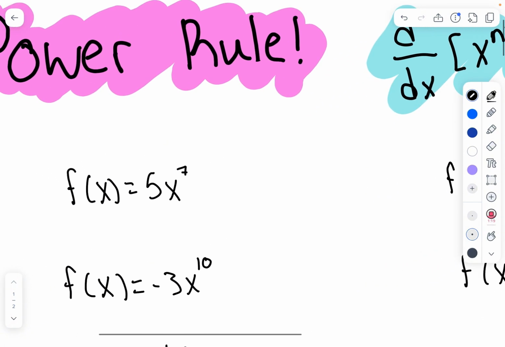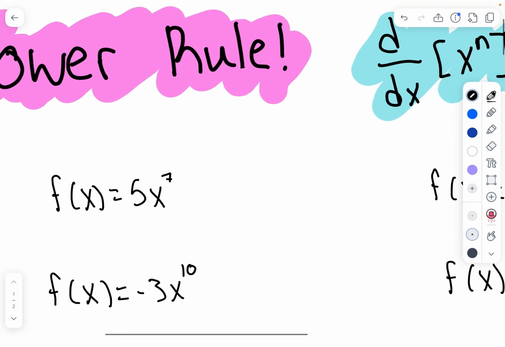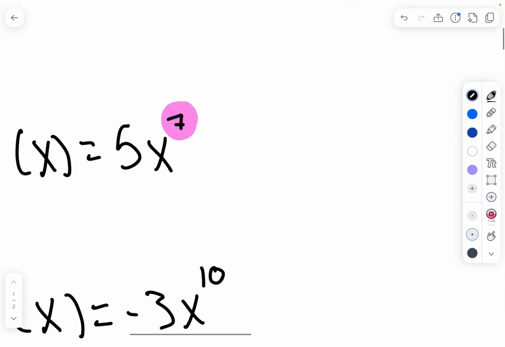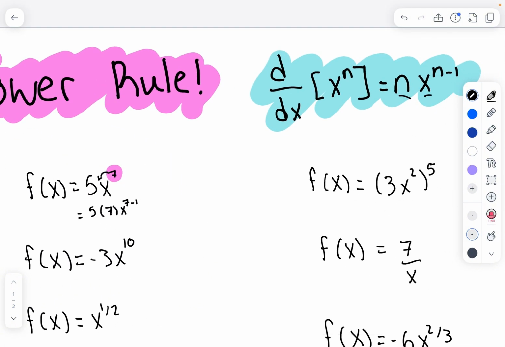First we have f of x is equal to 5 times x to the power of 7. In this situation, we look back at our formula, and our n is going to be 7. We're first going to write our 5 here, but we're going to forget about that for a second. Then we're going to bring that 7 down. So we have 7 times x to the power of n, which is 7 minus 1. We can once again look back at our formula and see that it's matching up.